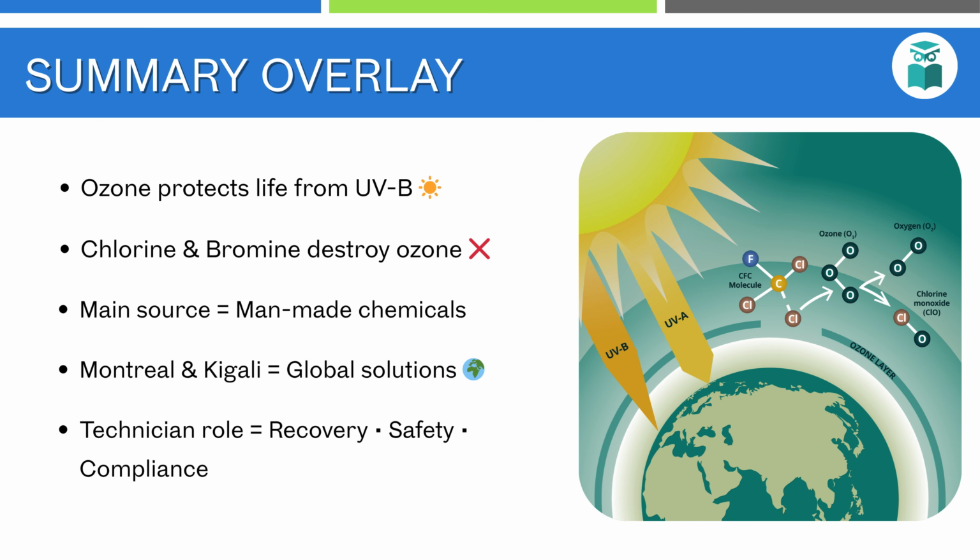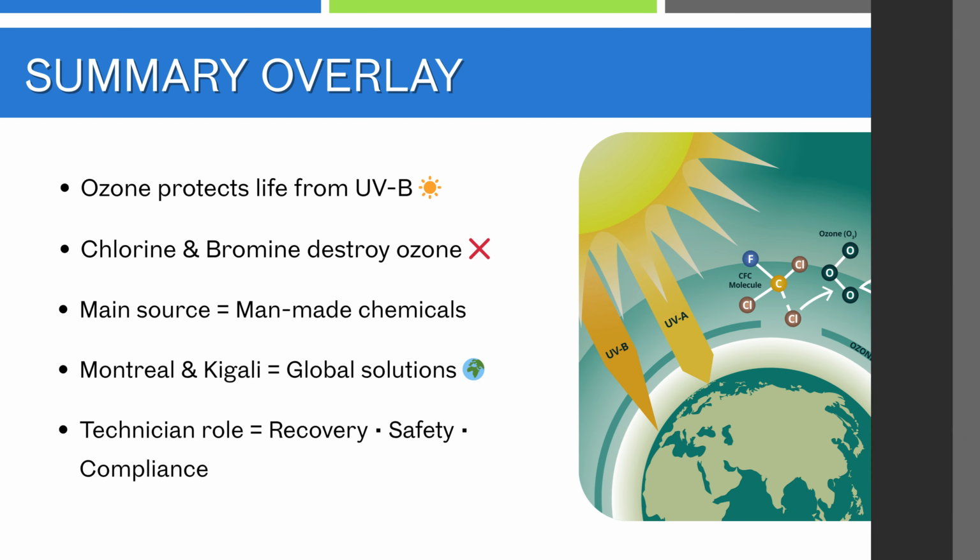Chlorine and bromine destroy ozone through catalytic cycles. Ozone depletion has serious effects on human health, the environment, and materials. Most chlorine in the stratosphere comes from human-made chemicals, not volcanoes. The Montreal Protocol and Kigali Amendment are global agreements leading the transition to safer refrigerants. And technicians must follow recovery, safety, and labeling best practices to protect both the environment and themselves.